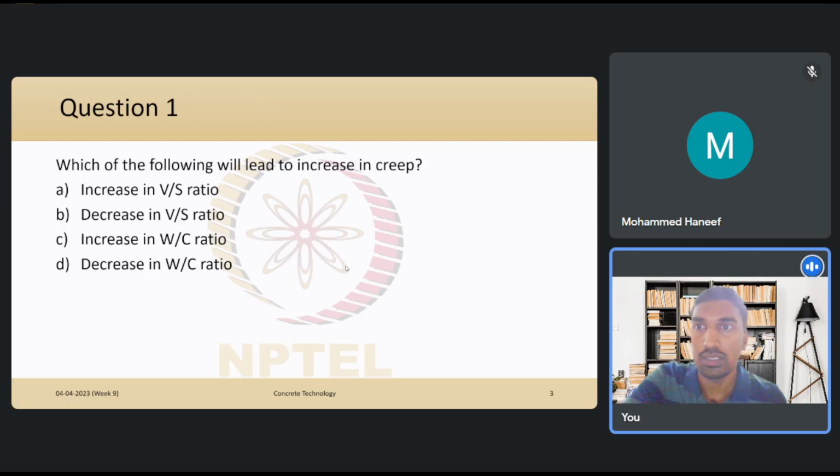So the first question is, which of the following will lead to increase in creep? The options are: option A, increase in V by S ratio; option B, decrease in the V by S ratio; option C, increase in W by C ratio; option D, decrease in W by C ratio. Okay, so the V by S is the volume to the surface area ratio.